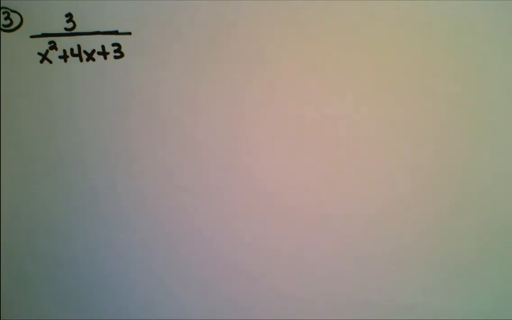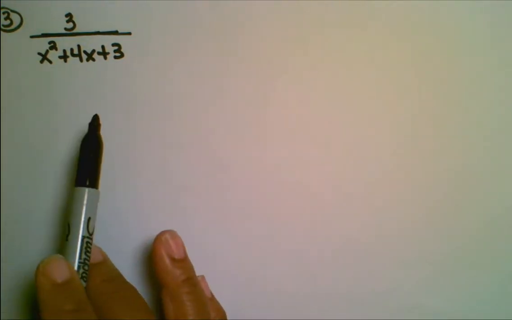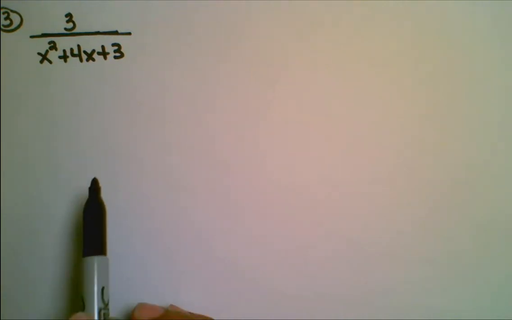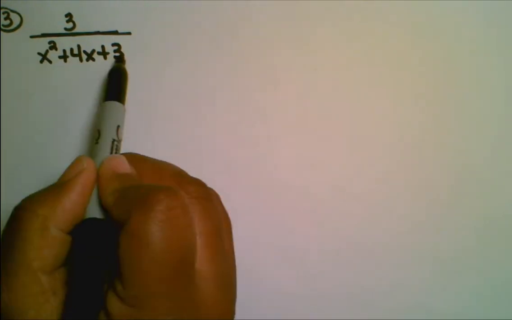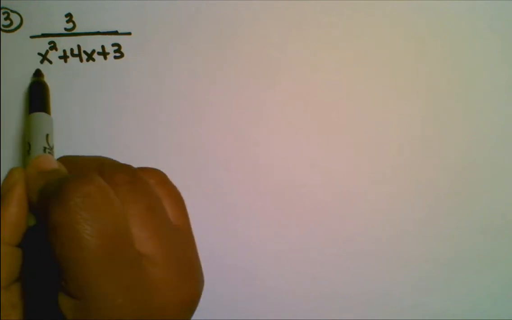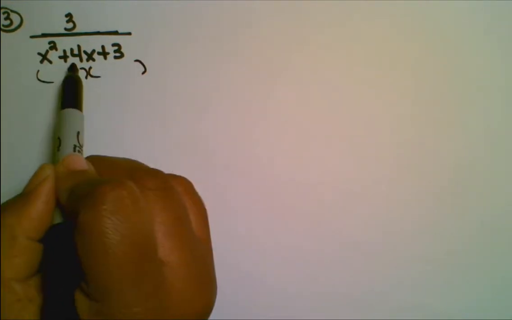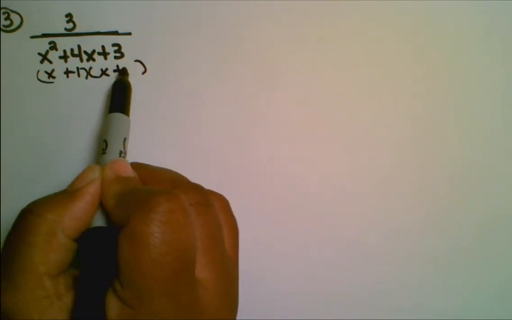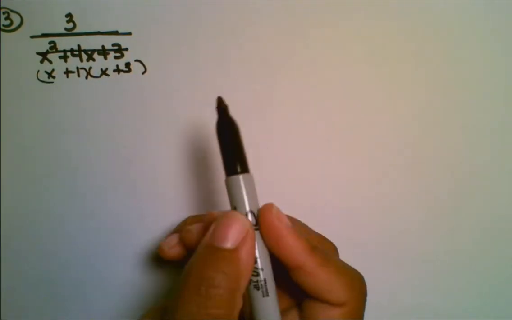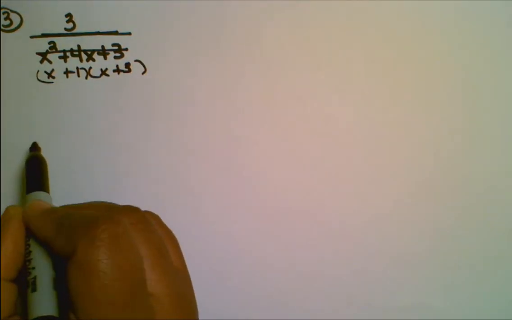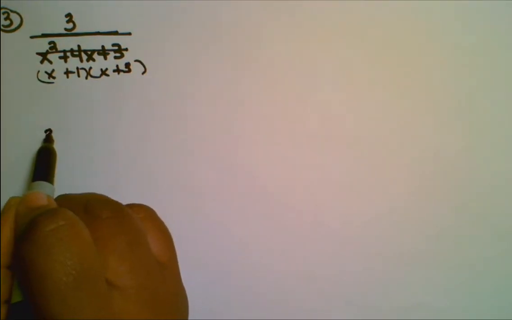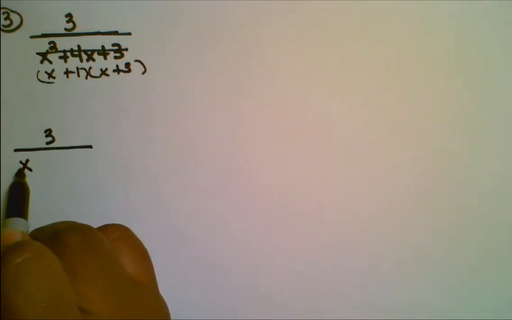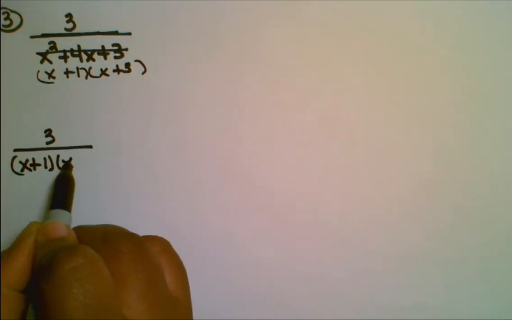We have here 3 all over x squared plus 4x plus 3. Before we start the process of decomposing this fraction, we want to make sure that our denominator is in factored form. Factors of 3 that would give us 4: we have x(x + 1) plus 3. So our new fraction here, we have 3 all over (x + 1) times (x + 3).